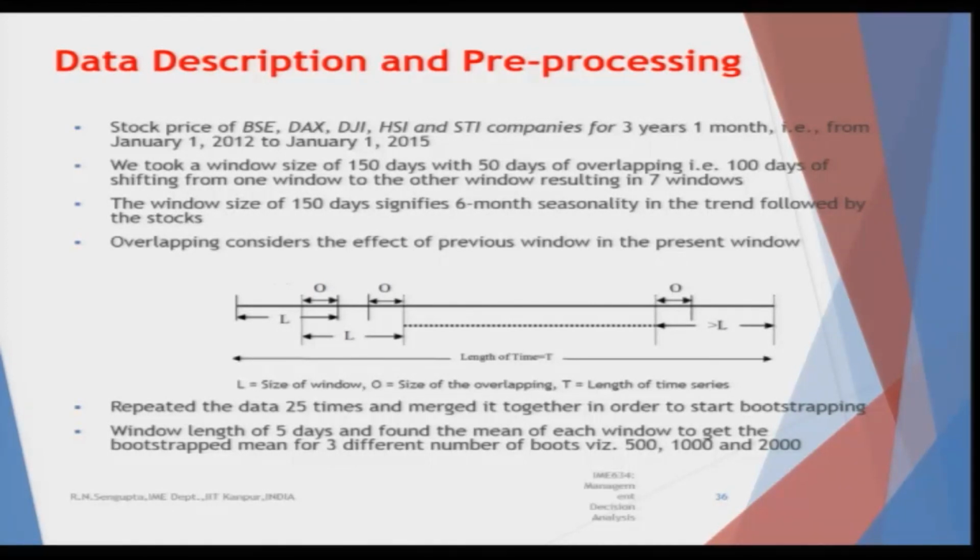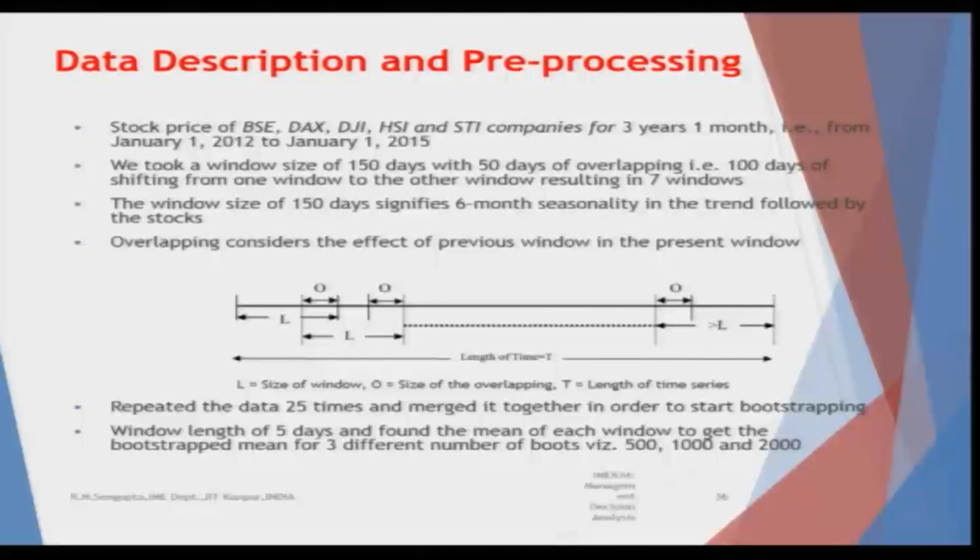You repeat the data 25 times and merge it together in order to start the bootstrapping. Bootstrapping concept I would not be going into details. Bootstrapping is basically you take the data and increase it proportionally in order to get the probability distribution as such. So, window length of 5 days, and we also find out the mean for each window.